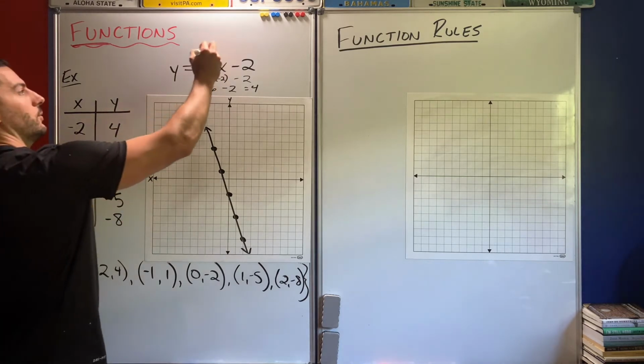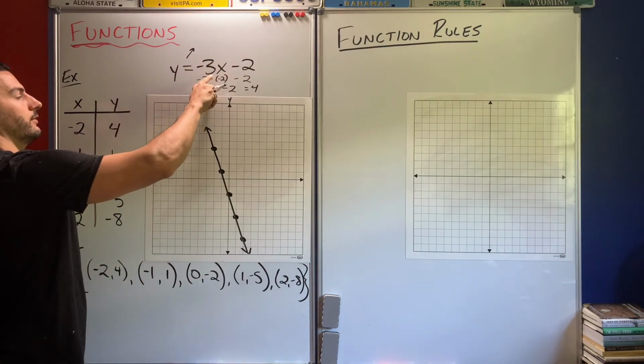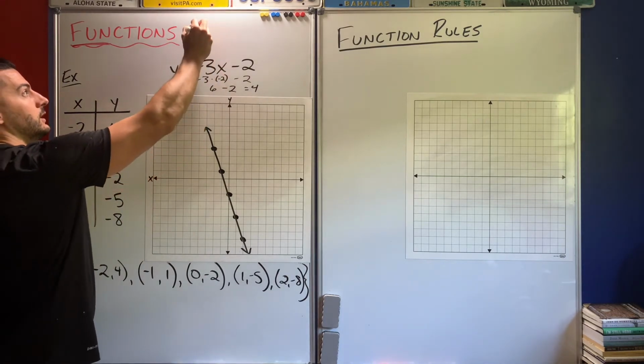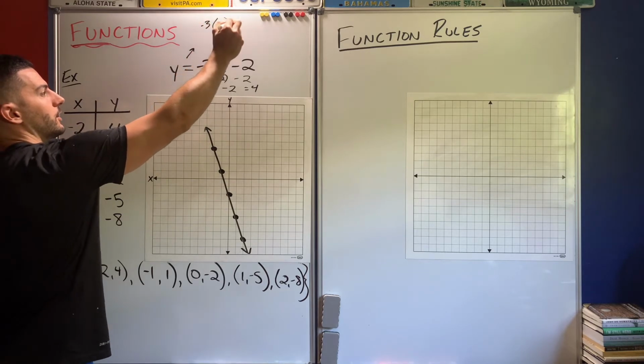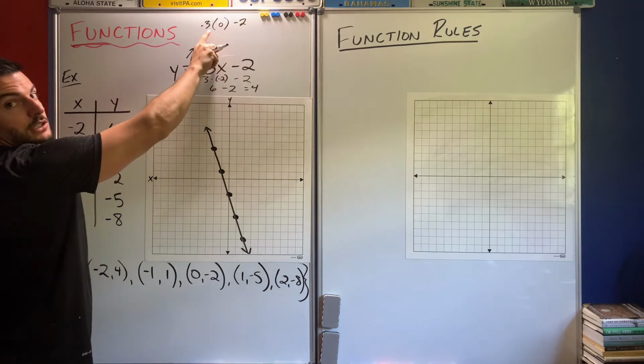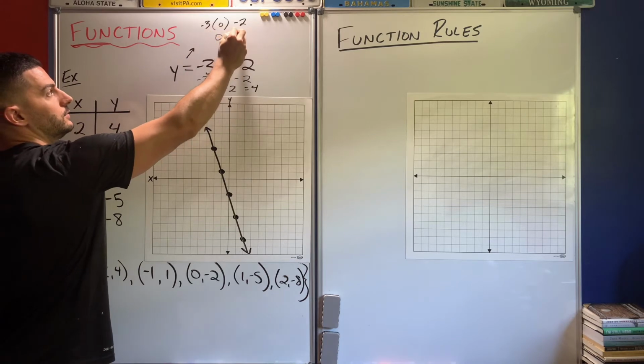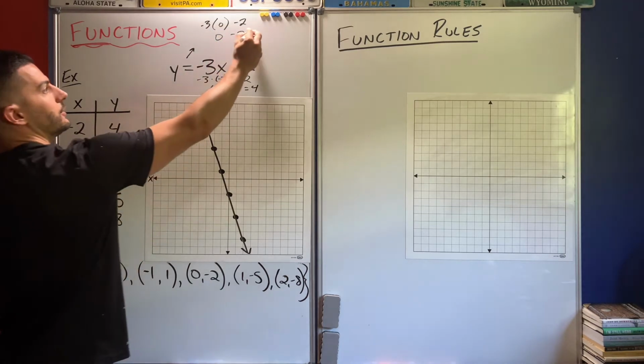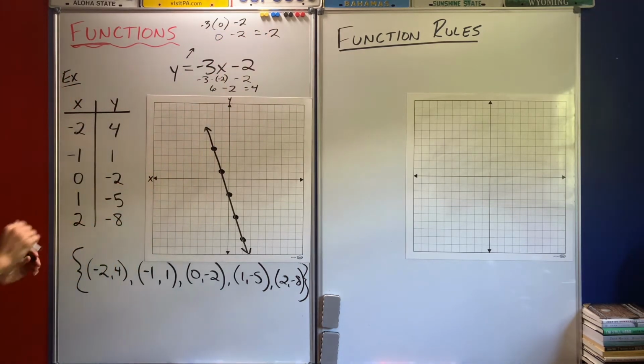And one more, let's just go with 0. I'll do that up above here. If I said x was 0, so negative 3 times 0 minus 2. So negative 3 times 0 is 0. 0 minus 2 is negative 2. Okay, and I get that.